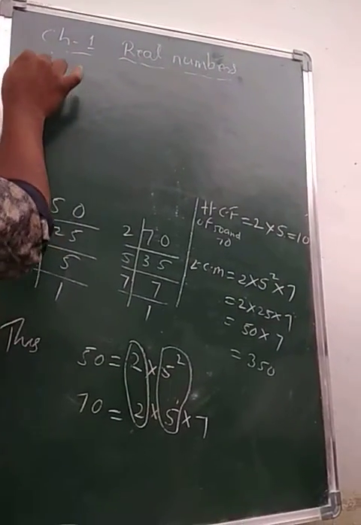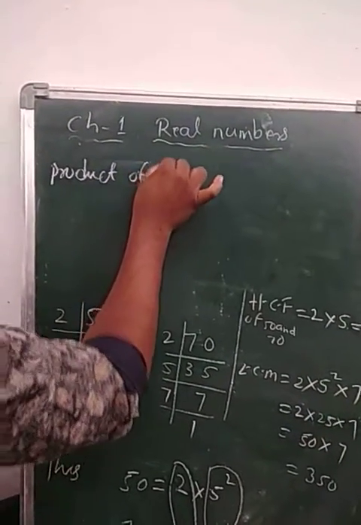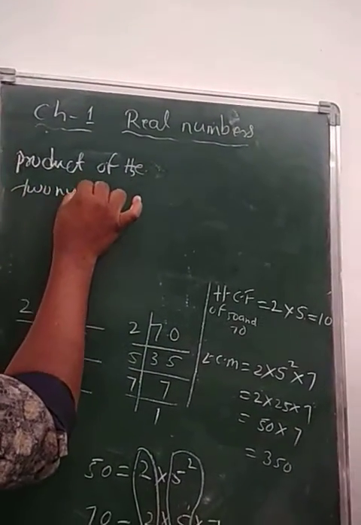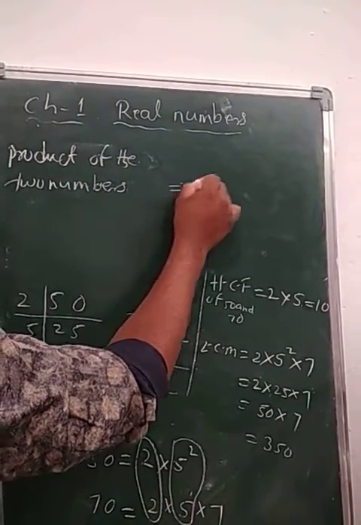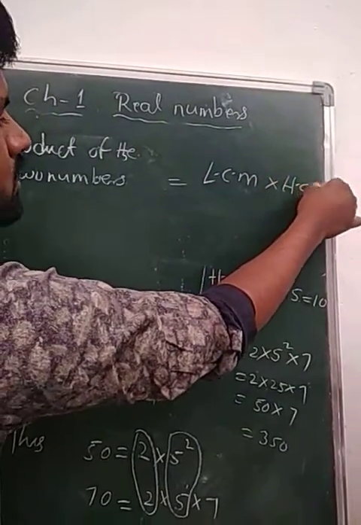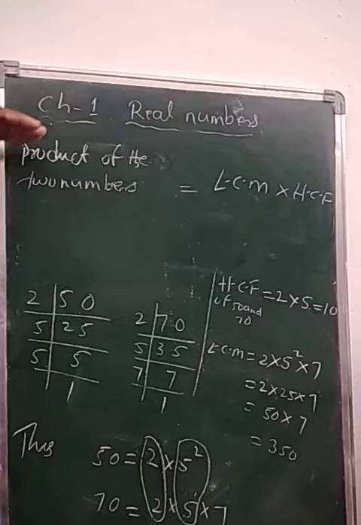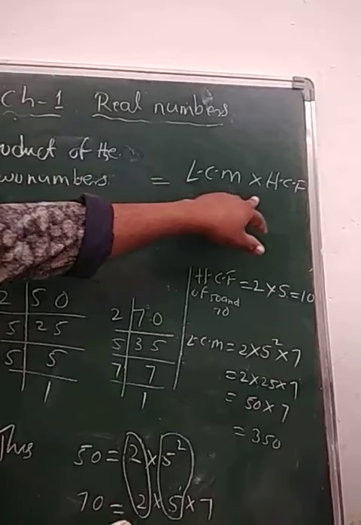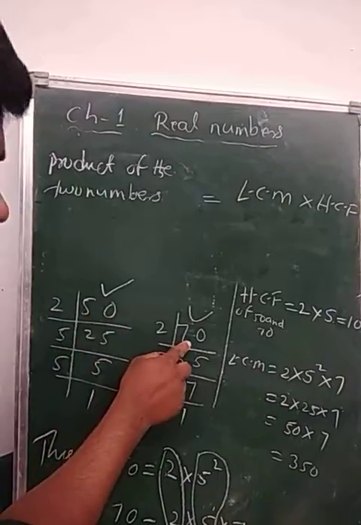Now see the relation. The product of the two numbers is equal to the LCM of the two numbers into the HCF of the two numbers. What are the two numbers? The two numbers are 50 and 70.